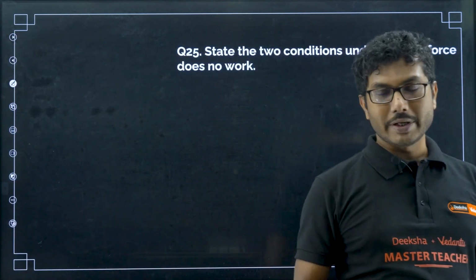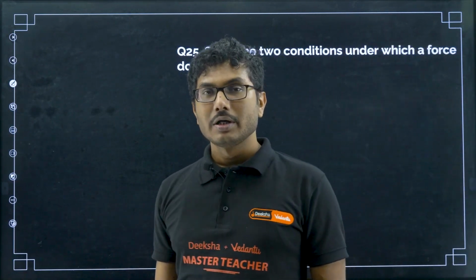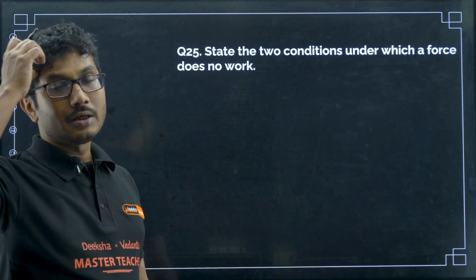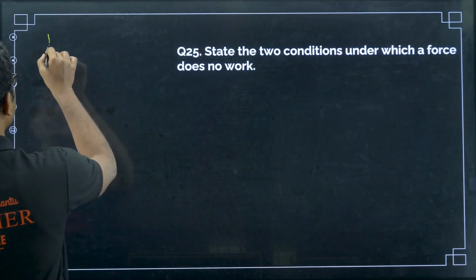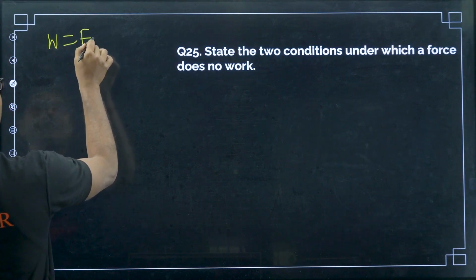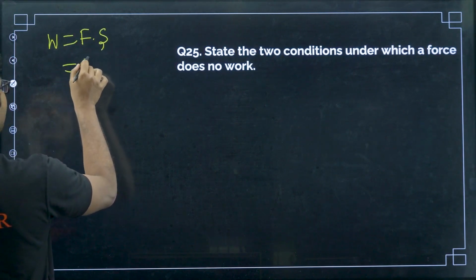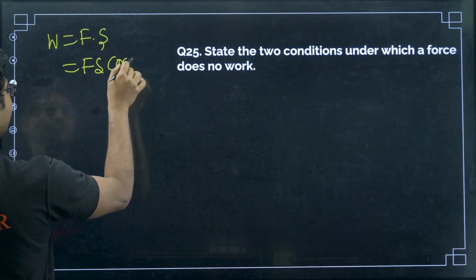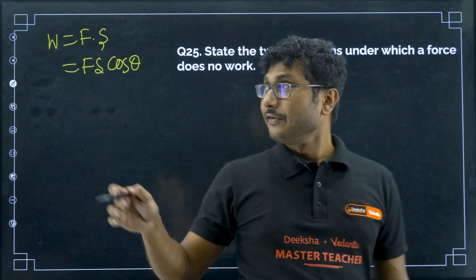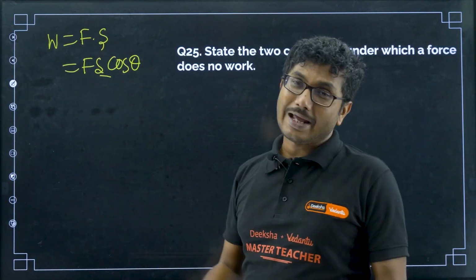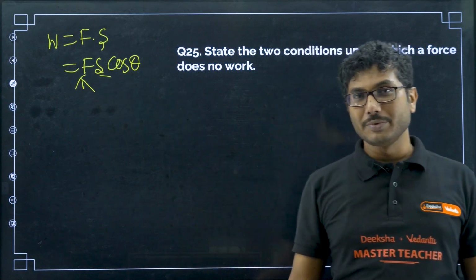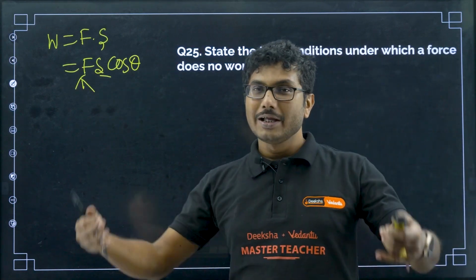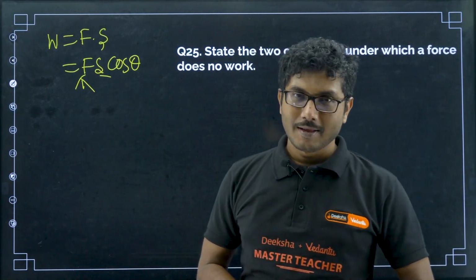One is obviously when displacement is 0. The second one is when the force and displacement are perpendicular. Work done is basically given by F dot S, or Fs cos theta. F cannot be 0, obviously; we are assuming that if there is no force, work will be 0. So, if you are not trying, you will fail in the exam.